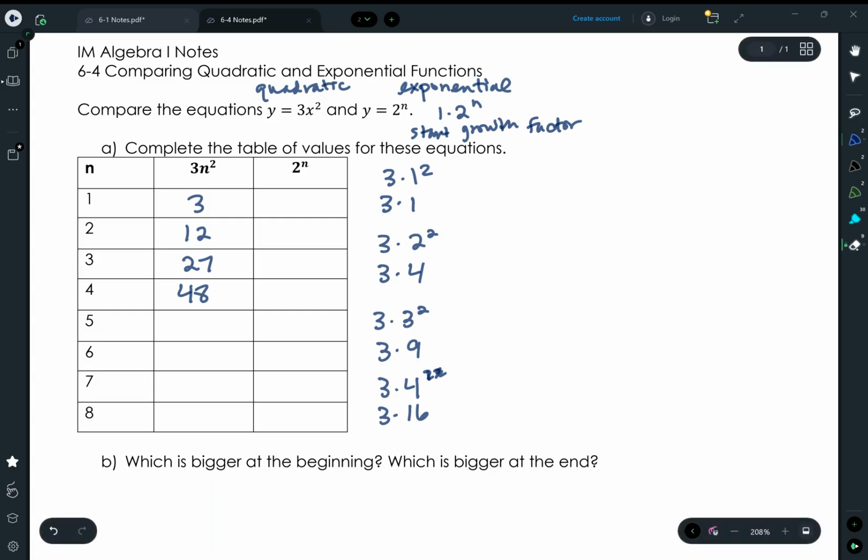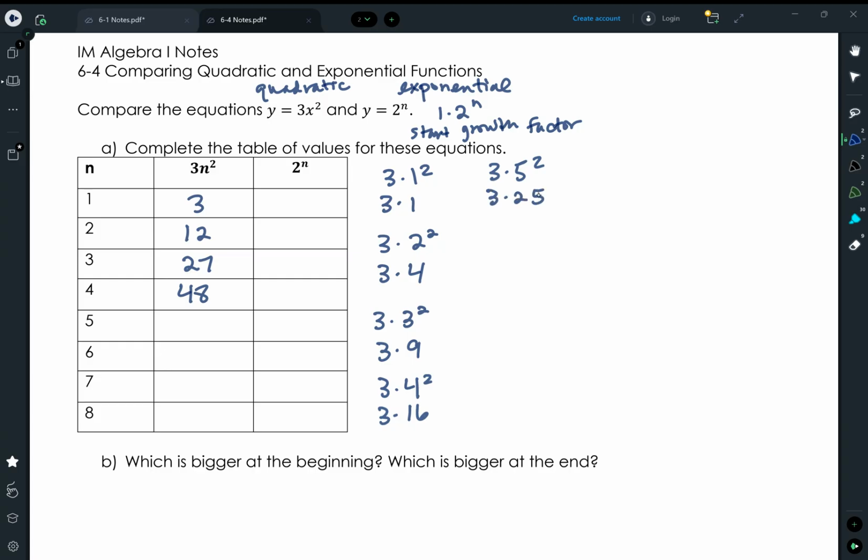Let's see, I think I want to erase that exponent. It's kind of bugging me there, and we'll fix that. What are we up to? We are up to 5. 3 times 5 squared is 3 times 25. That's going to be 75. 3 times 6 squared is 3 times 36, and that's 108.